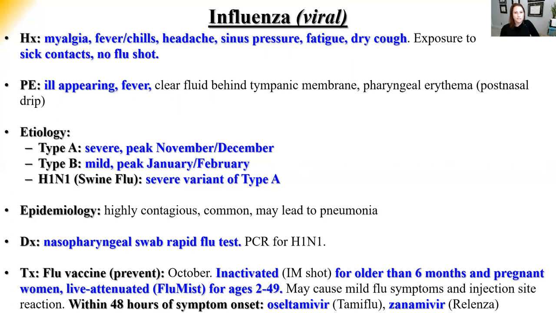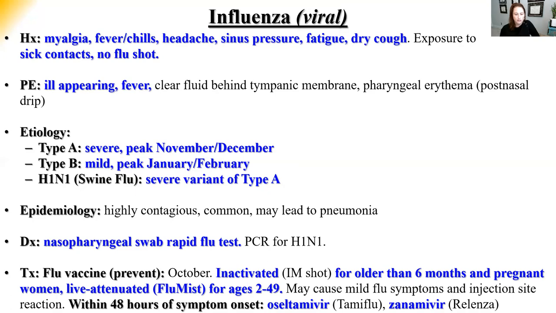You can have flu symptoms that are mild or injection site pain or reaction with that injection. People say, I got the flu from my flu shot. No, you didn't. You're getting the immune reaction from that. So you may want to counsel your patients on that. There are antiviral medications that can be given within 48 hours of the symptom onset, Tamiflu and Relenza. They shorten the duration of the influenza.